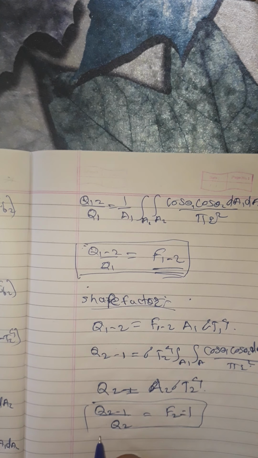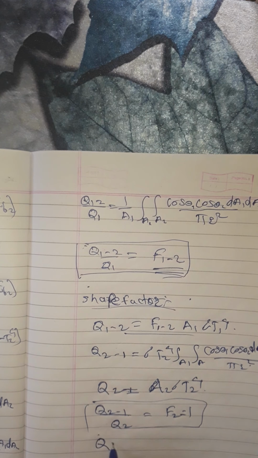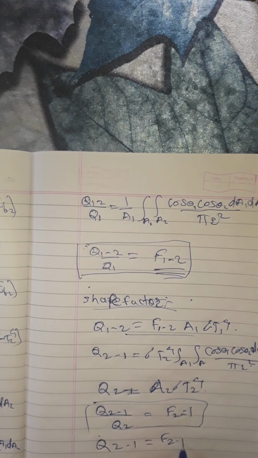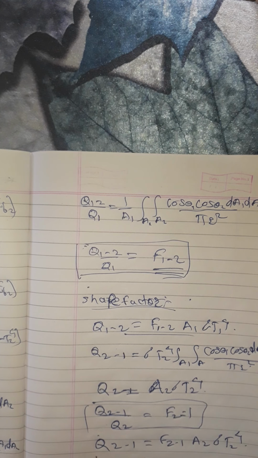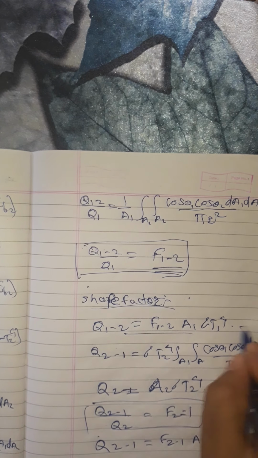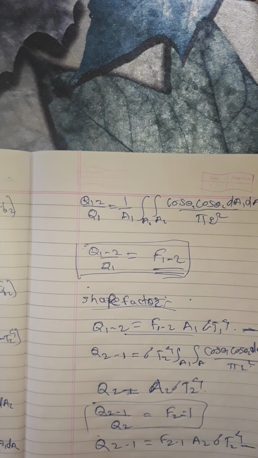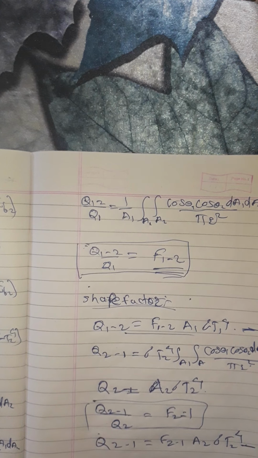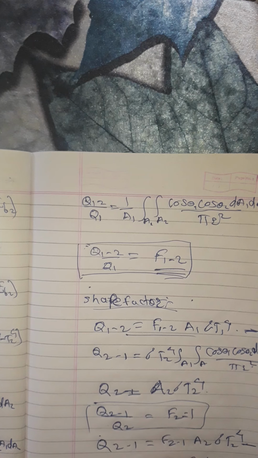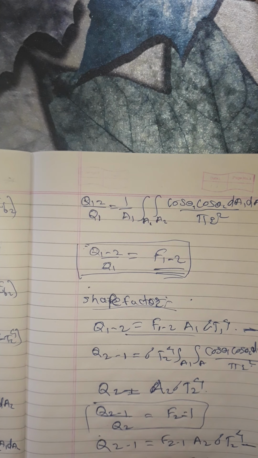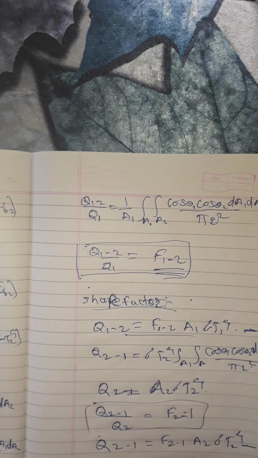So F2 to 1 is the shape factor of A2 with respect to A1. We can write similarly Q2 to 1 is equal to F2 to 1 A2 sigma T2 raised to 4, right? From the above equations, we can write A1 F1 to 2 is equal to A2 F2 to 1, right? From this equation we can write this formula.